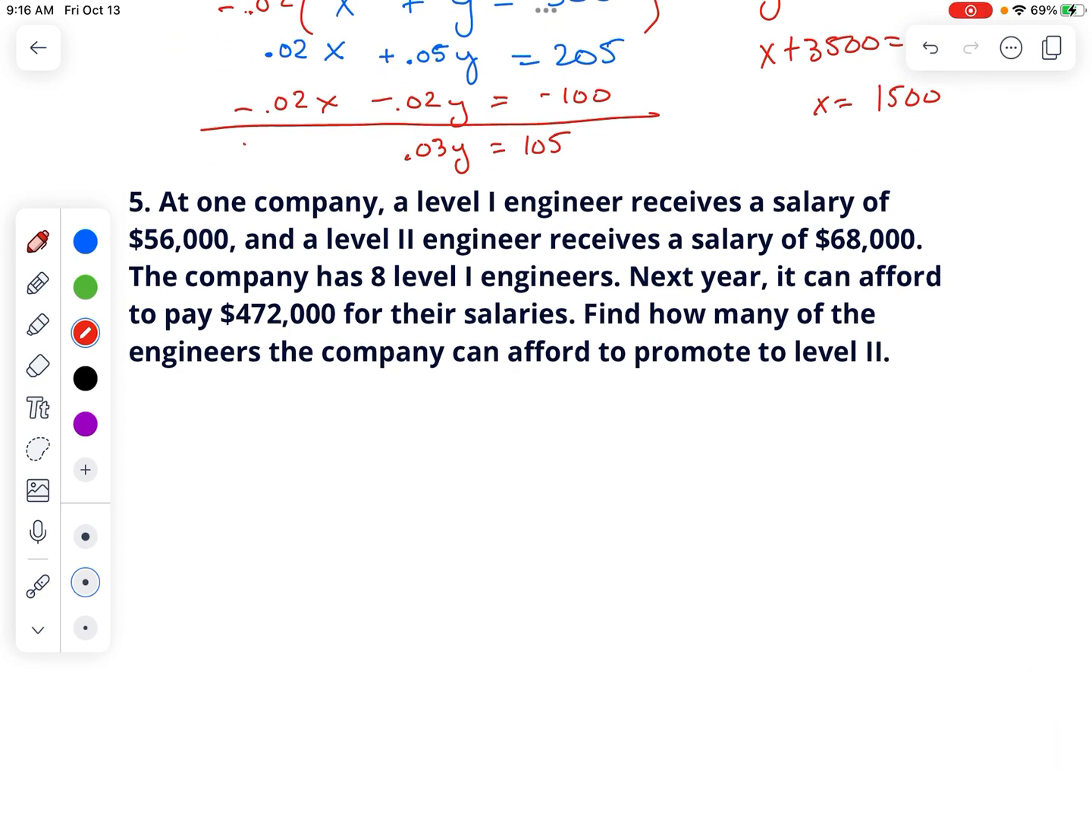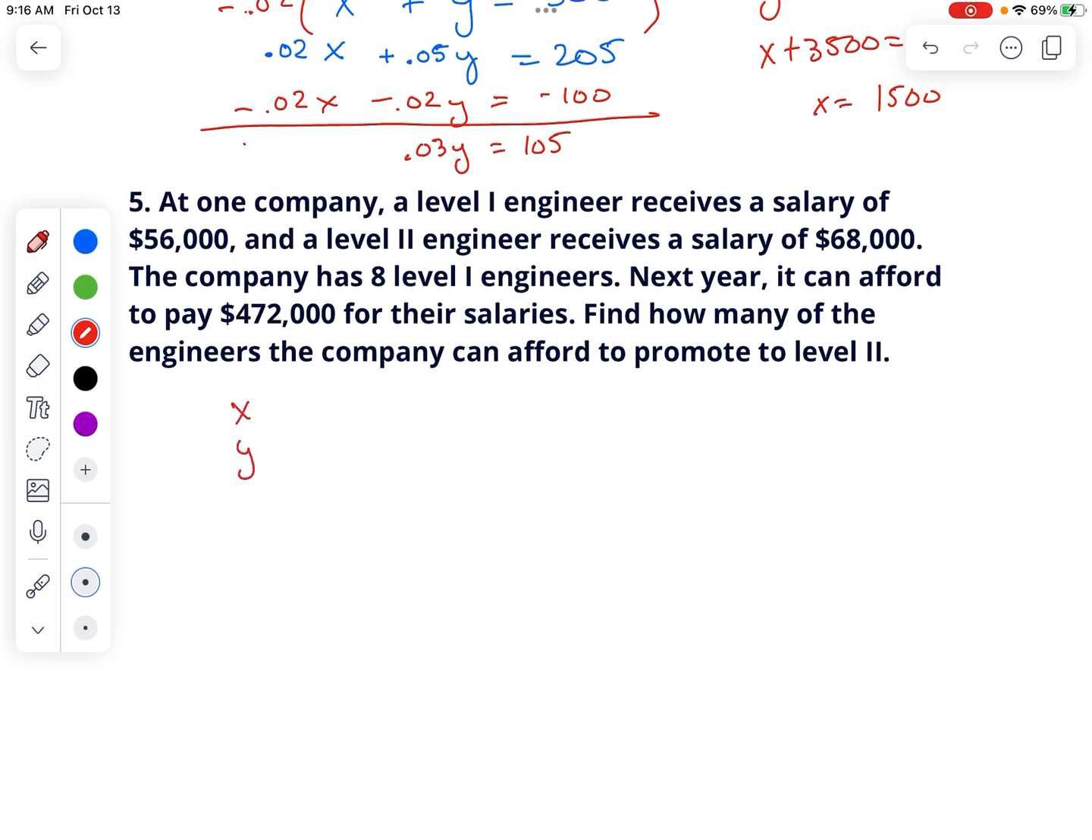Okay, we're going to do one more problem in this. And again, this problem too is more of a setup and solve. So it's kind of breaching into two different standards here. At one company, a level 1 engineer receives a salary of $56,000, and a level 2 engineer receives a salary of $68,000. The company has 8 level 1 engineers. Next year, it can afford to pay $472,000 for their salaries. Find how many of the engineers the company can afford to promote to level 2.